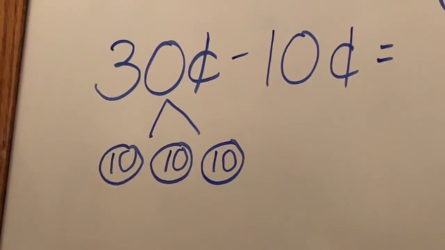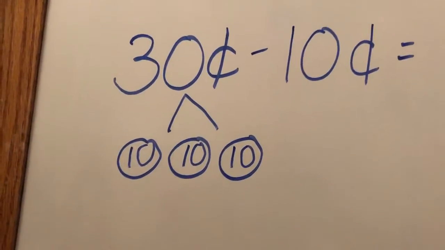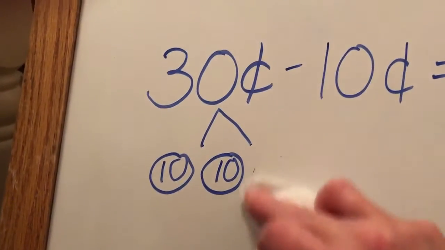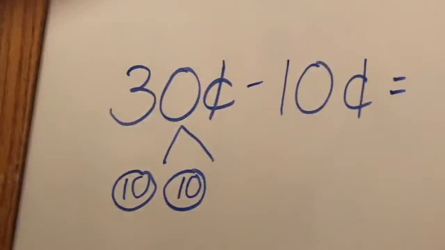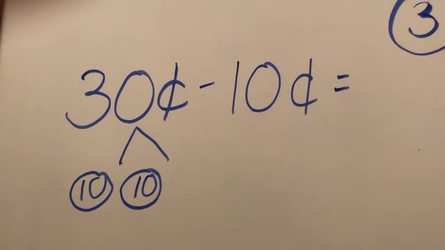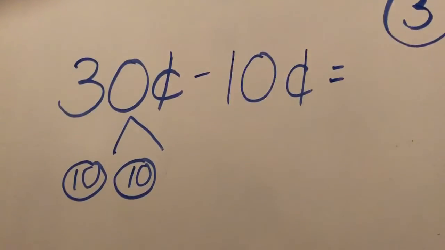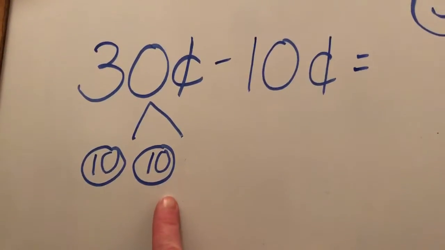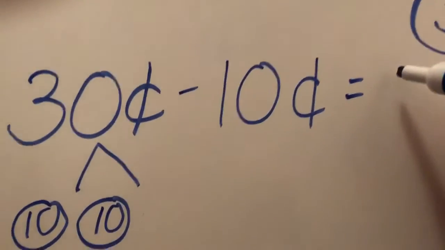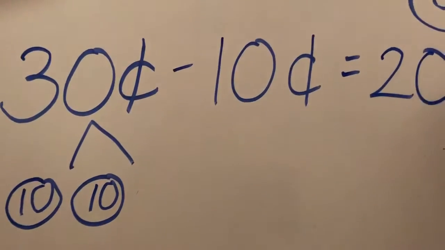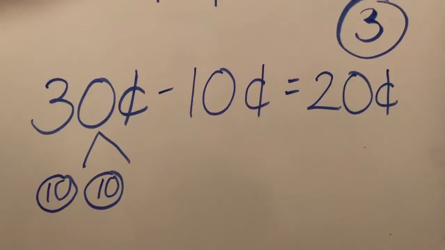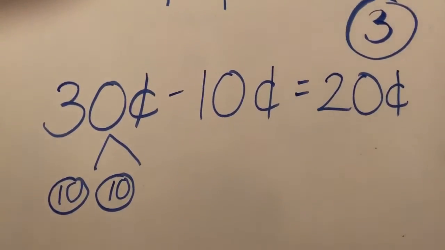And then we're going to take away 10 cents. Basically, we're going to take away one of those dimes, right? So if I had 30 cents and I take away 10 cents, how much money do I have left? Well, let's count. 10, 20. We would have 20 cents left. 30 cents minus 10 cents equals 20 cents.